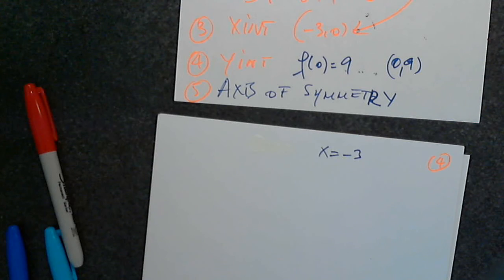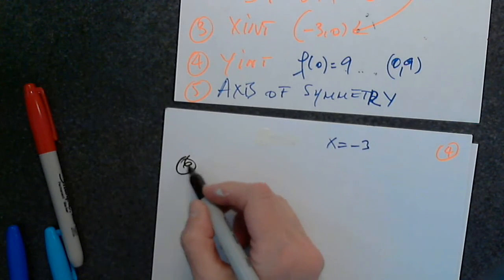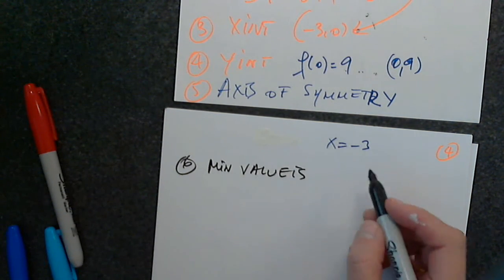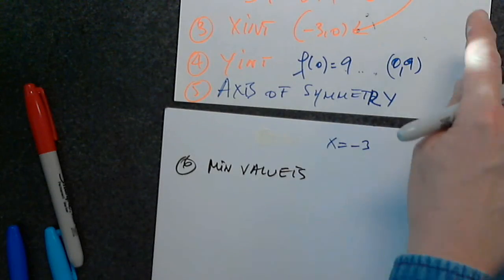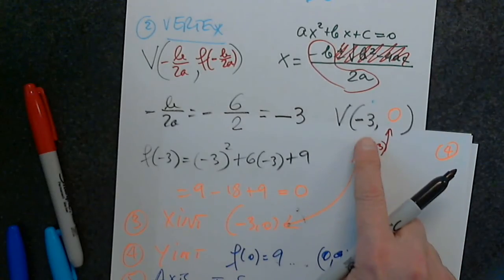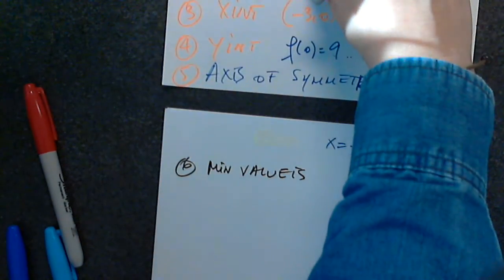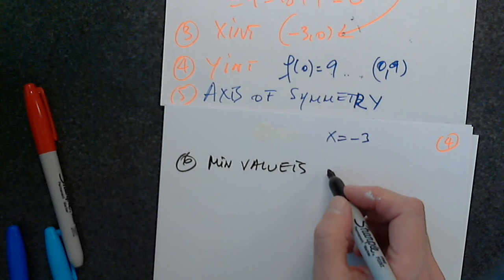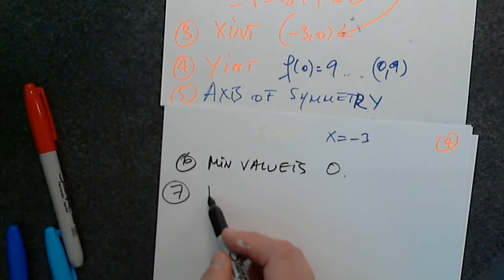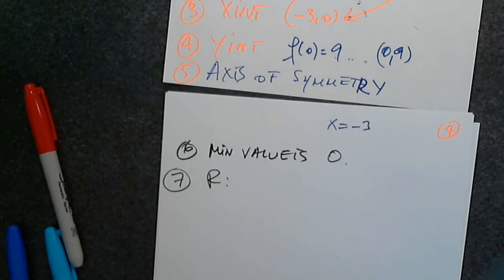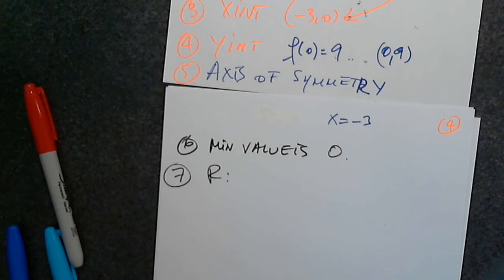Now number 6 and 7. 6 is the minimum. What is the minimum? Number 6, min, because it has a minimum. Minimum value is, yes. So this is where it happens, and this is how much, right? If you remember from max min. Minimum value is 0, and we already found the range, or no, we didn't. So it has a minimum, and the minimum is at 0. So what could be the range?